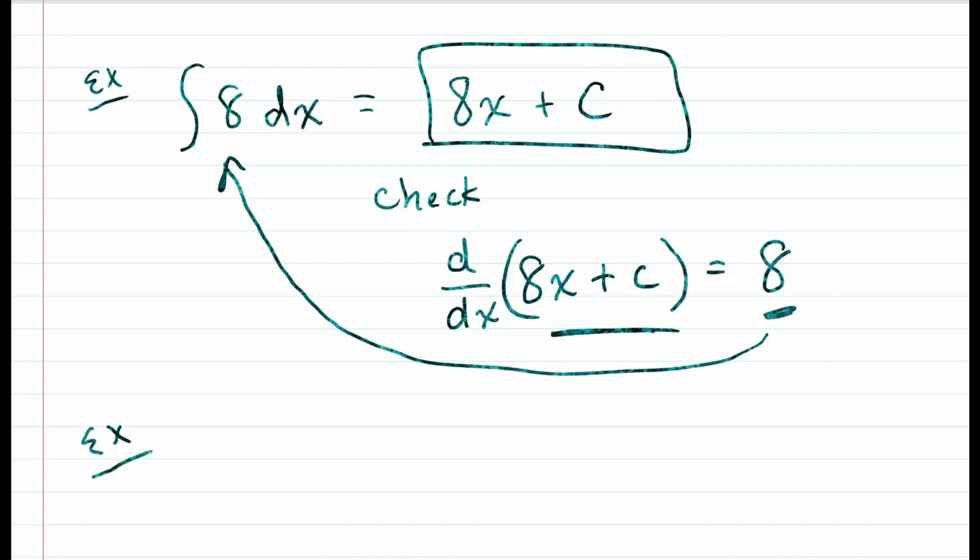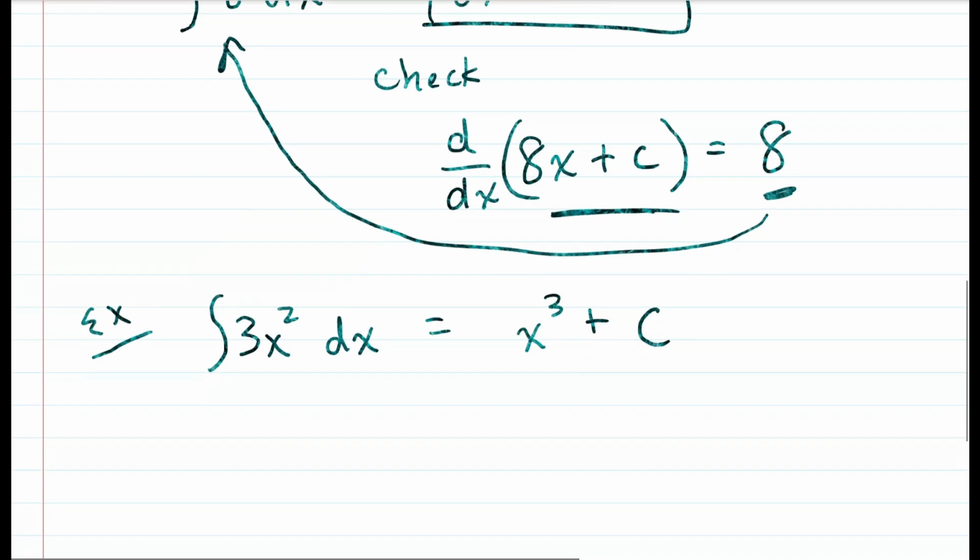All right, so if we try another one, it's the integral of 3x squared with respect to x. Looking at this, I would say that this is x to the third plus c, right? You're thinking about something that when you take the derivative of it, will it get you 3x squared? And I'm thinking, yes. Let's go ahead and check.